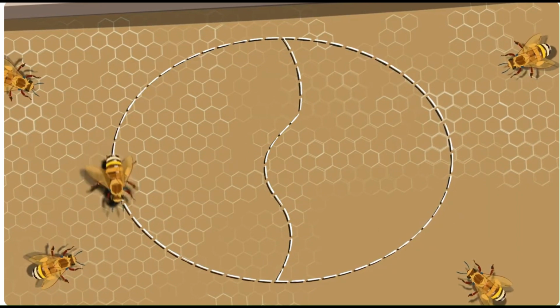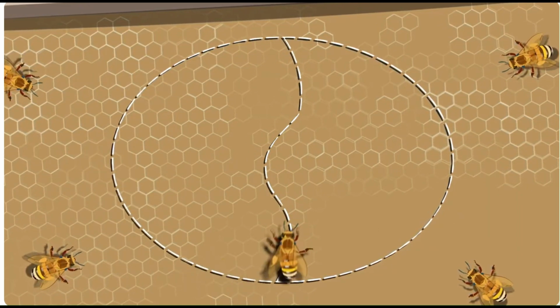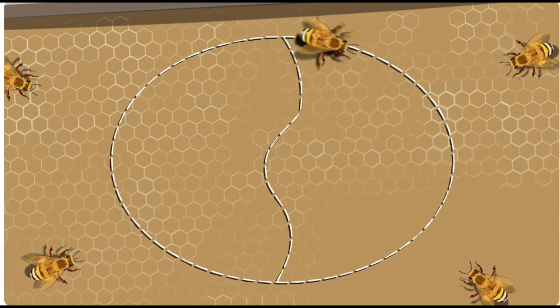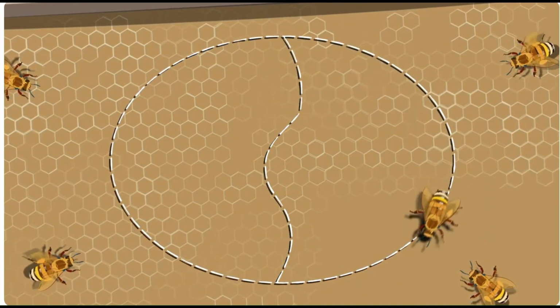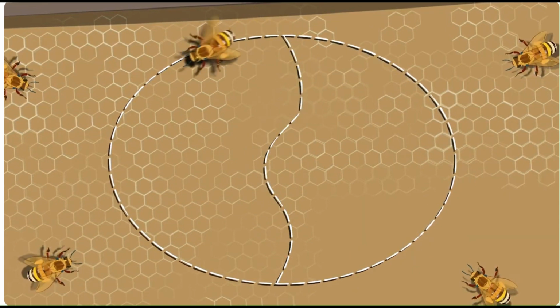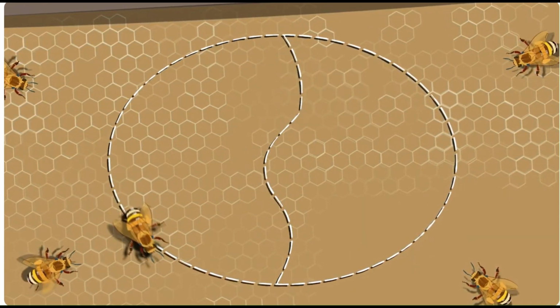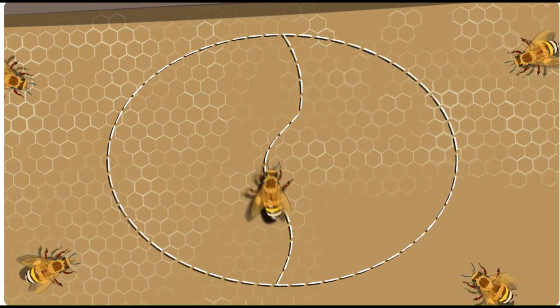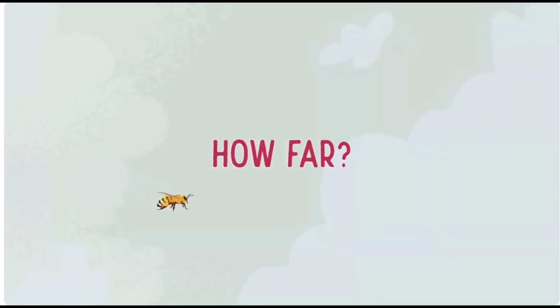This time, she makes a semicircle in the opposite direction. While running the straight line course of the dance, the bee's body waggles back and forth energetically from side to side. The honeybee also beats its wings to produce a buzzing sound. So how do the other forager bees know how far away the food source is?